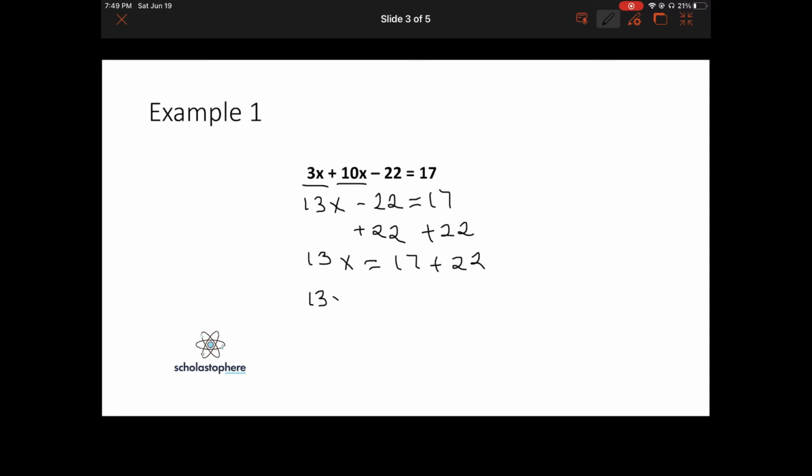We need to get x by itself. So you're going to have to divide both sides of the equation by 13. And x is equal to 3.